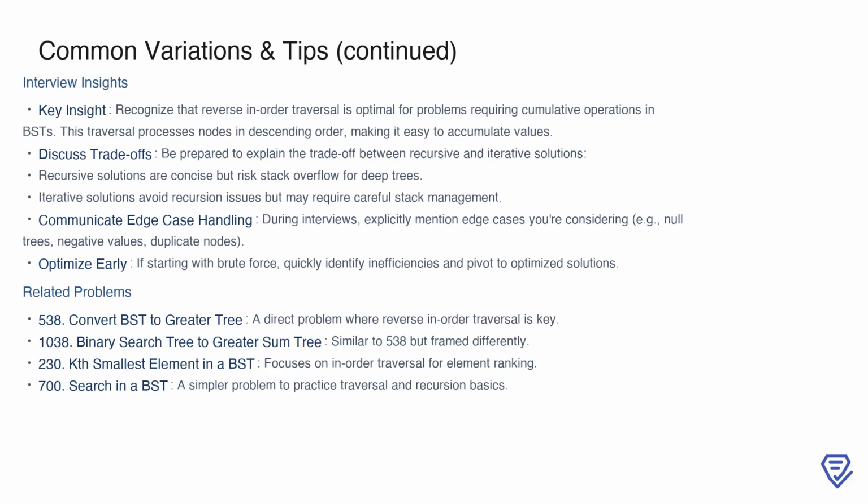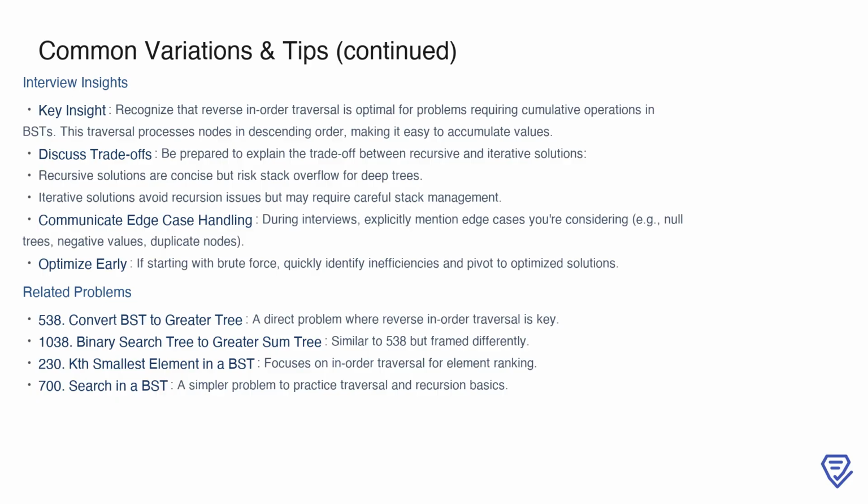In interviews, there are several key points to keep in mind for this problem. First, recognize that reverse in-order traversal is the optimal approach for operations requiring cumulative sums in a BST. This traversal processes nodes from largest to smallest, making it straightforward to accumulate values as you go. Be prepared to discuss the trade-offs between recursive and iterative solutions. Recursive solutions are often more concise and easier to write, but they come with the risk of stack overflow in cases of very deep trees. Iterative solutions, on the other hand, avoid recursion limits but require careful management of an explicit stack.